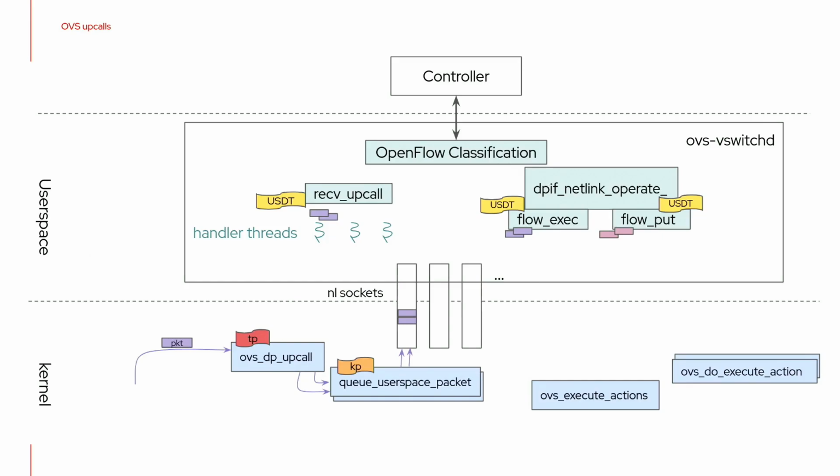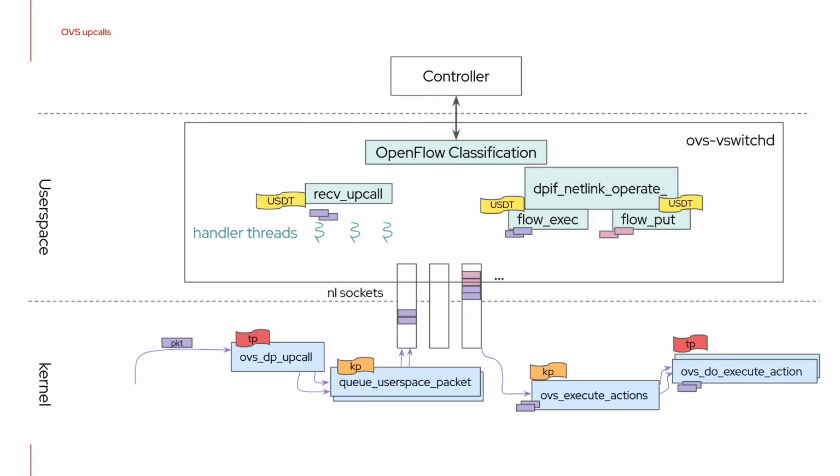In user space, there is a handler thread pool, which processes each of these upcalls. And eventually, there are two commands that are sent back to the kernel. There's a command called flow execute, which is essentially the packet reinjection command. It injects the packet alongside some actions to be executed on it. And then the flow put command, which installs the flow so that subsequent packets hit the flow in the kernel and are processed directly.